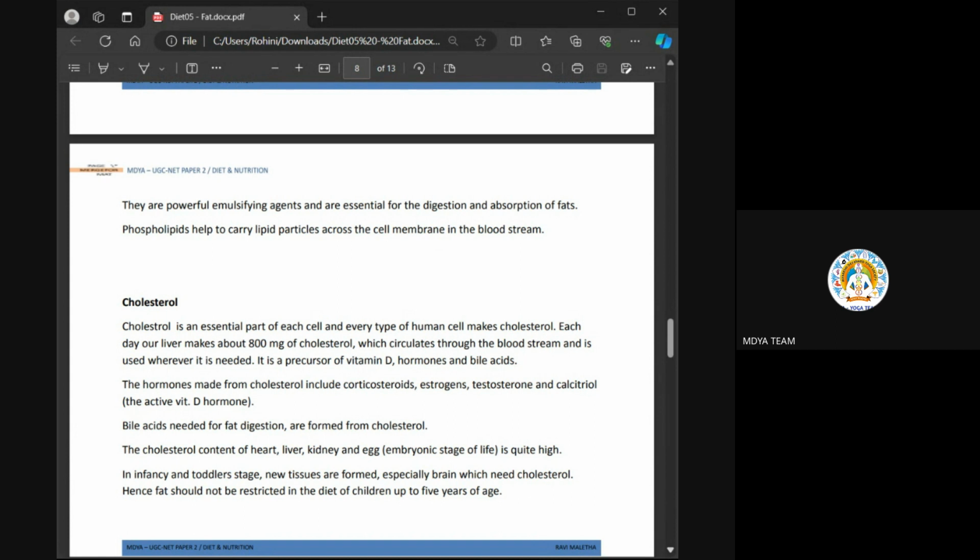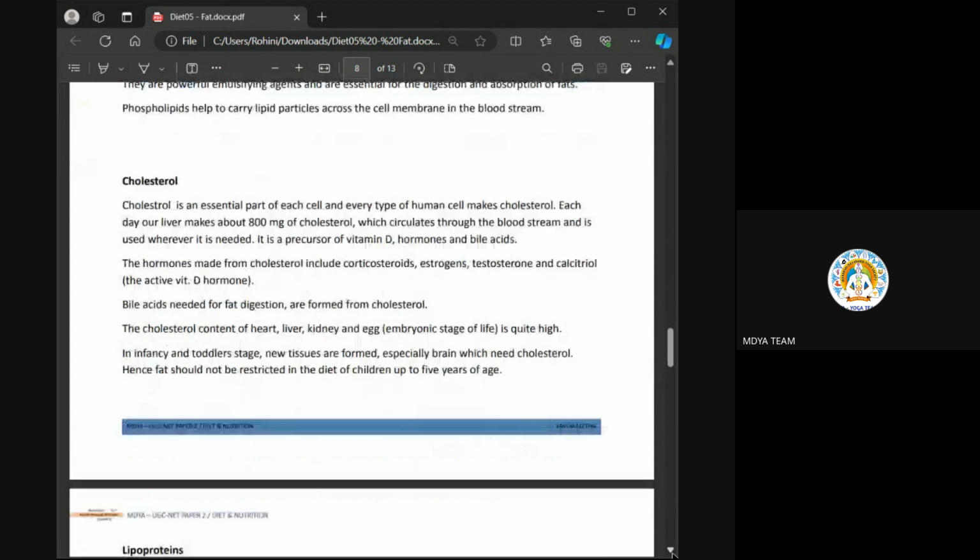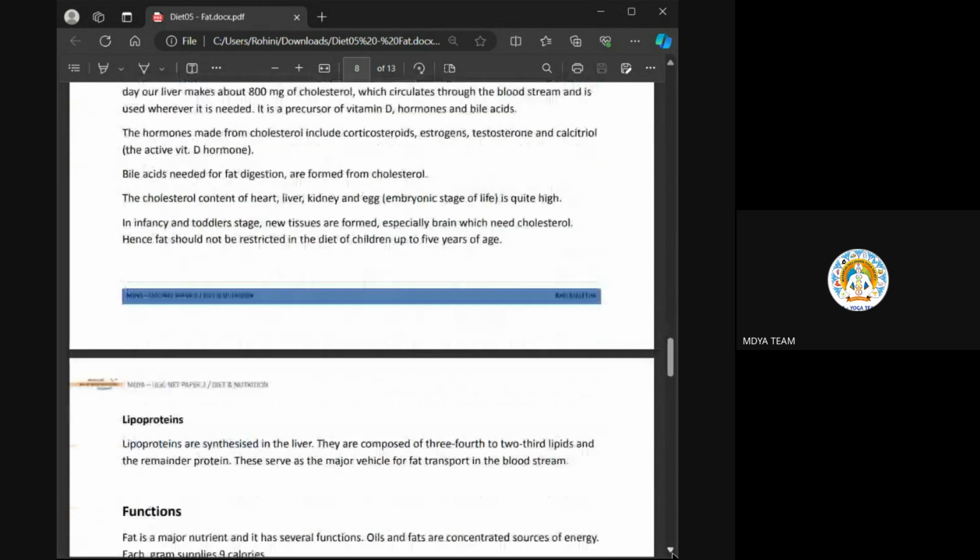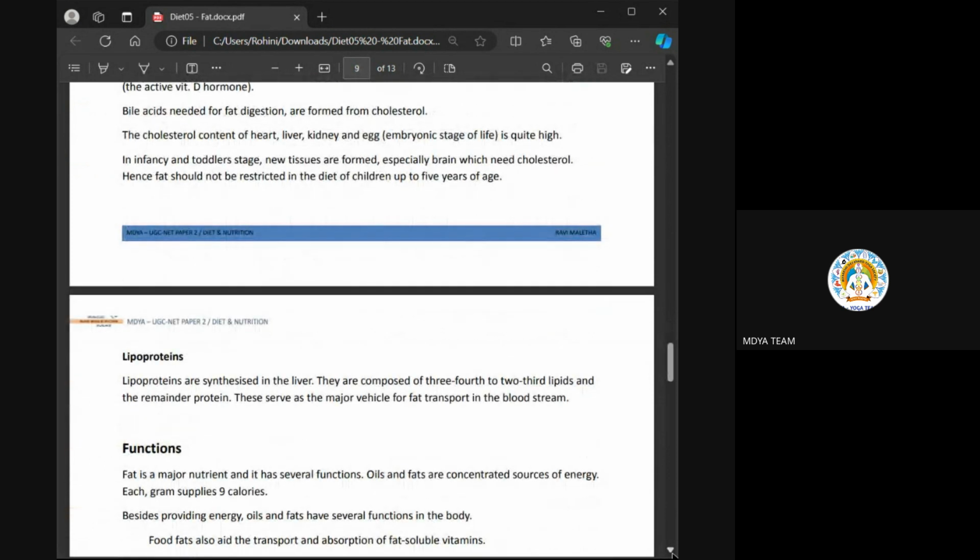Then the cholesterol content of the heart, liver, kidney, and egg is quite high. Basically the quantity there is comparatively more than in others. In infancy and the toddler stage, which is a developing age, new tissues are formed, especially the brain, which also needs cholesterol at that time. Hence fat should not be restricted in the diet of children up to 5 years of age, because that is a developing age. Cholesterol is needed very much in that age group.